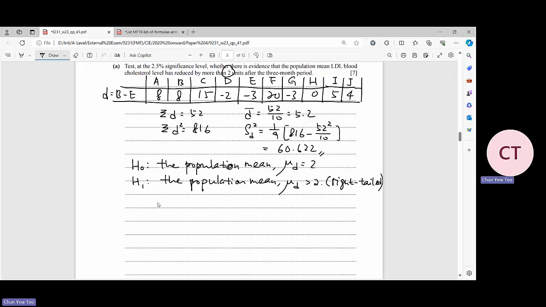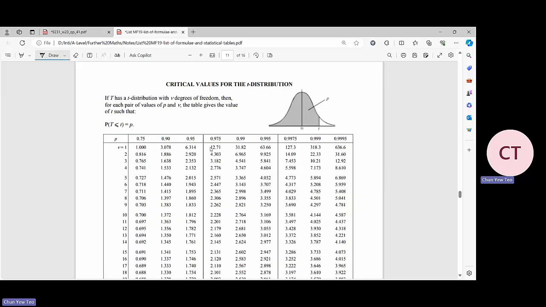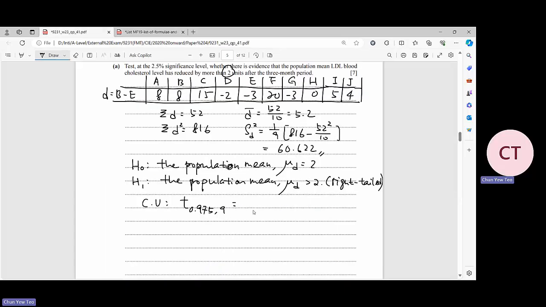Okay, now we can find the critical value. So your degree of freedom is 9 and your significance level is 2.5%. So it's 97.5% and the degree of freedom is 9 from the table. 2.262. Okay, so it will be 2.262.